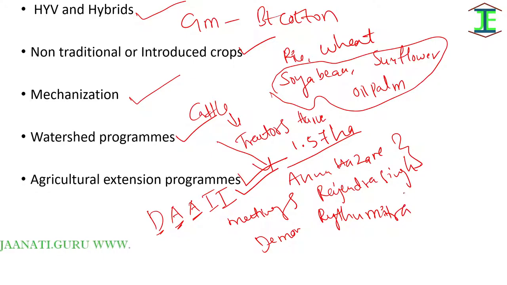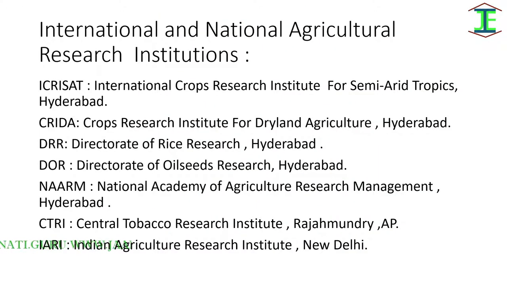These TV programs also educate the farmers about agriculture. Next, some of the international and national agriculture research institutes located in our state. First is ICRISAT, International Crops Research Institute for the Semi-Arid Tropics. This is the only international institute located in our state, Hyderabad. Next, CRIDA, Central Research Institute for Dryland Agriculture, this is a central institute.